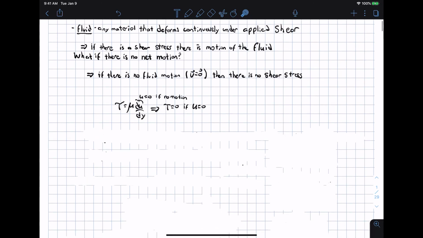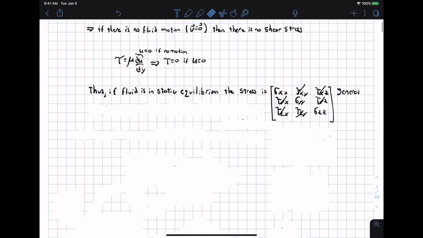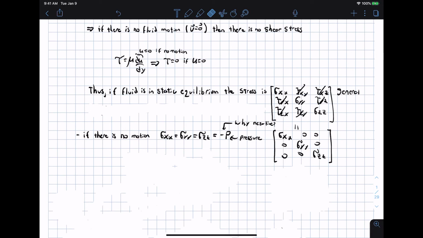Thus, if the fluid is static and in equilibrium, the state of stress is typically this. Well, we know that because it's in static equilibrium, all the shear stresses are zero, so we can cross out these terms over here. Now, how about the normal stresses over here? What do we do about those? We can show that if there's no net motion, all of the normal stresses turn into negative p. And so this stress tensor looks like that.